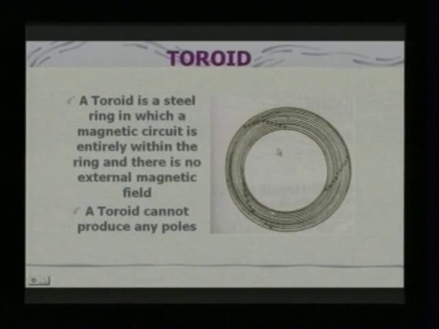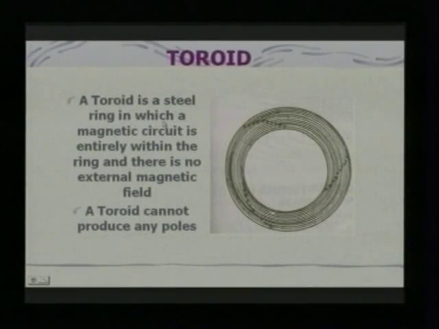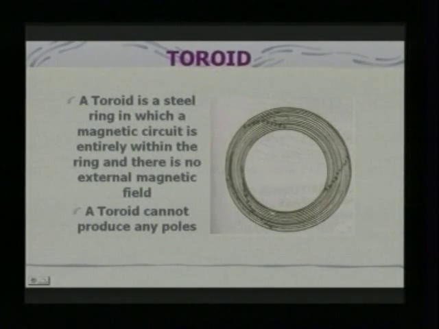Next we will see the field pattern of toroid. A toroid is a steel ring in which a magnetic circuit is entirely within the ring, and there is no external magnetic field. That means it is a closed steel ring and the field direction is continuous inside the steel ring. A toroid cannot produce any poles.